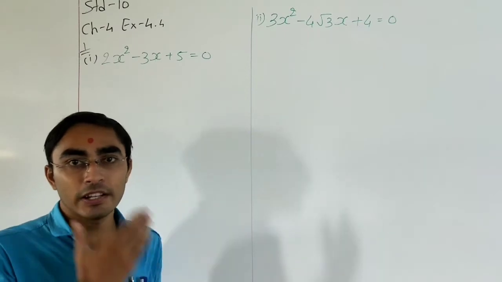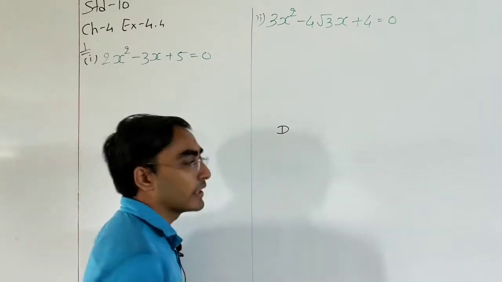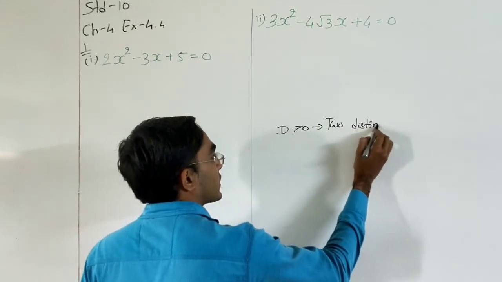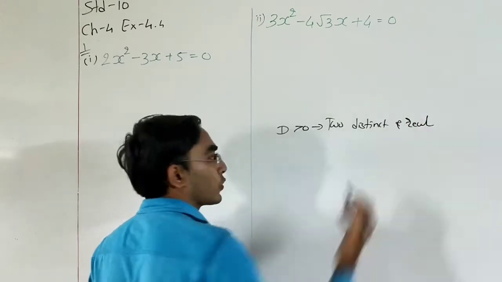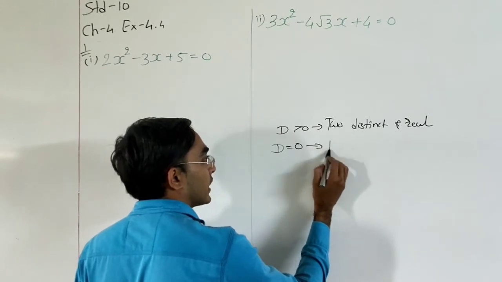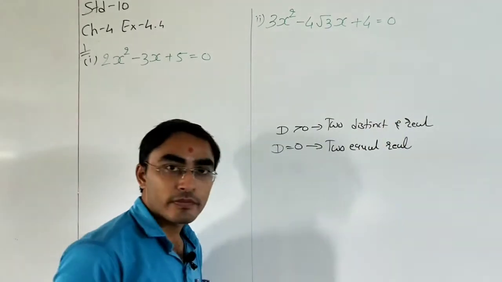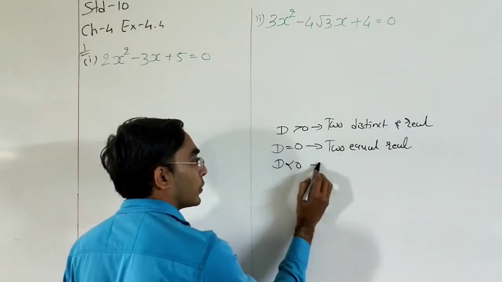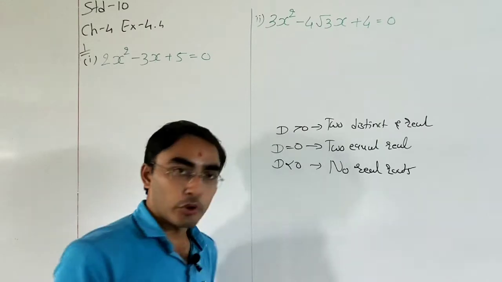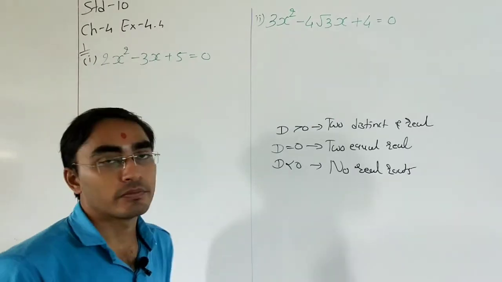We already learned this in our theory part. If discriminant D is greater than 0, then two distinct and real roots are possible. If D is equal to 0, then two equal real roots are possible. And if D is less than 0, then no real roots are possible. There are three conditions we need to check here. This is called the nature of roots.